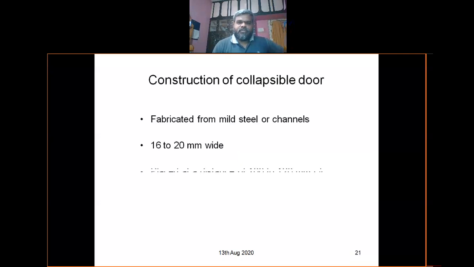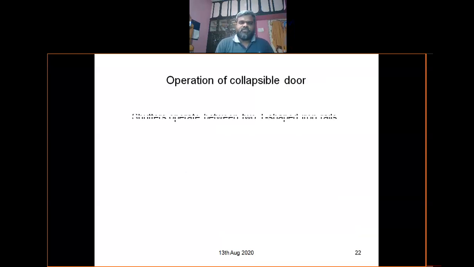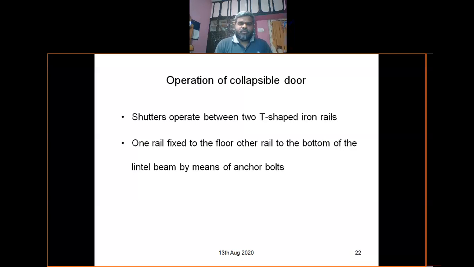And the collapsible door is fabricated with mild steel flats or channels 16 to 20 mm wide, placed at a distance of 100 to 120 mm center to center. The vertical flats or channels are braced by diagonals, which allow the strip to stretch or fold. In operation, the collapsible door shutters operate between two T-shaped iron rails. One rail is fixed to the floor and the other rail to the bottom of the lintel, this top beam, means top side, by means of anchor bolts.